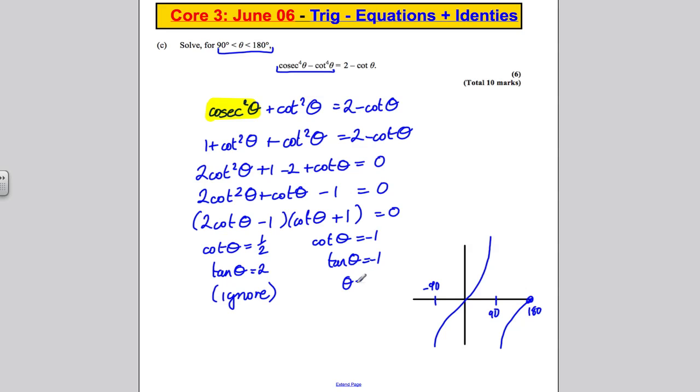So this here, you do inverse tan of negative 1. When you do that, you get negative 45. So negative 45 is the answer the calculator does. But this is going to be 45 degrees back from a root. So this will be 45 degrees back from here, and it will be at 135 degrees. So therefore, the answer we're looking for is theta is equal to 135 degrees in the range we're after. And we've done for 6 marks.